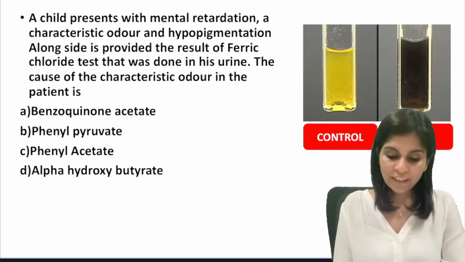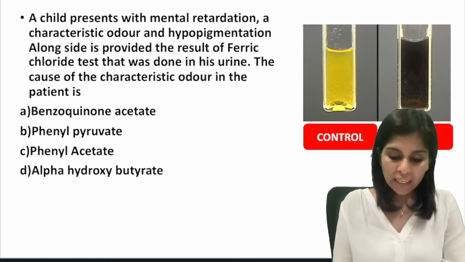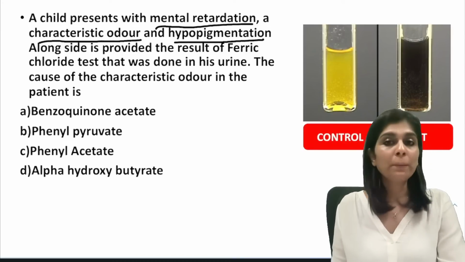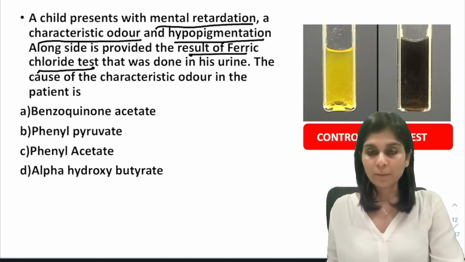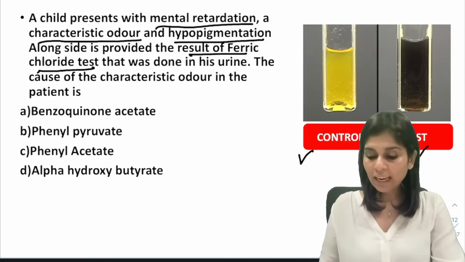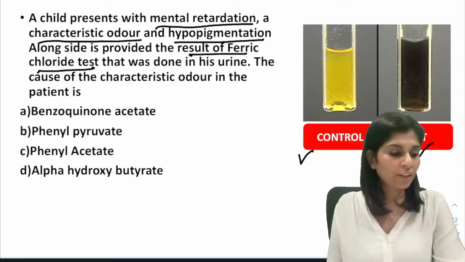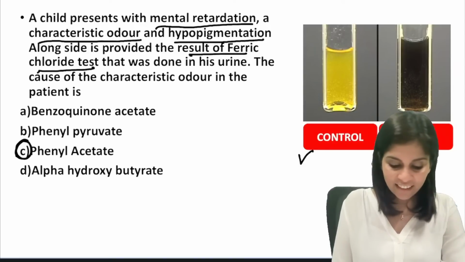What are the positive findings here? Number one, mental retardation. Number two, characteristic odor. Number three, hypopigmentation. And the ferric chloride test result is provided to you here. They've given you a control sample and the test sample. Mousy odor, Guthrie's test, phenylketonuria, phenyl acetate. Very good. Excellent. So what is the right answer? The right answer here is phenyl acetate.